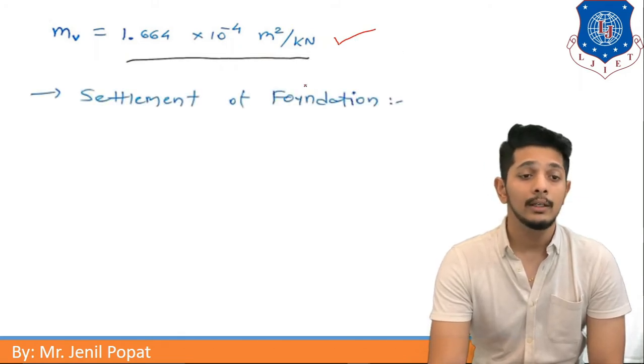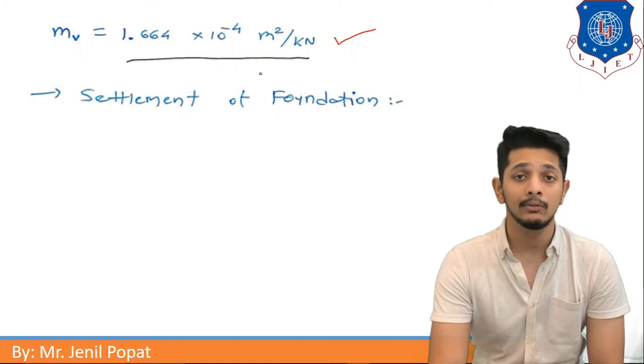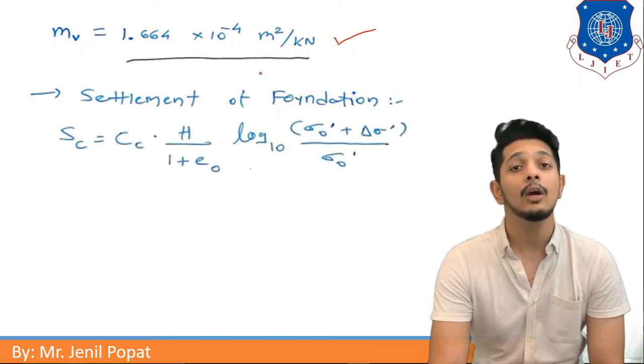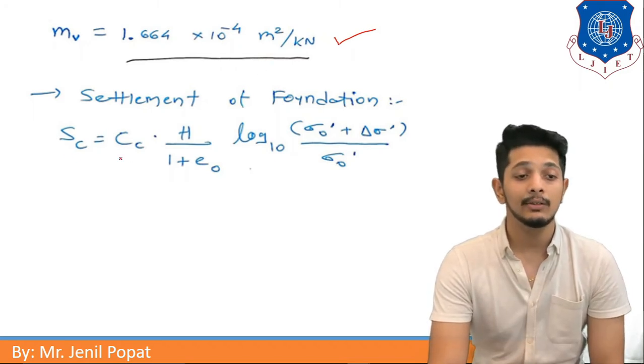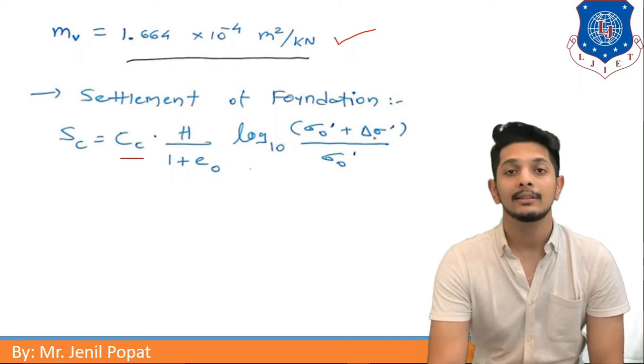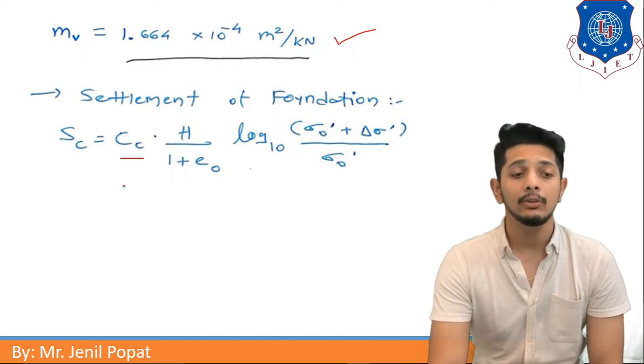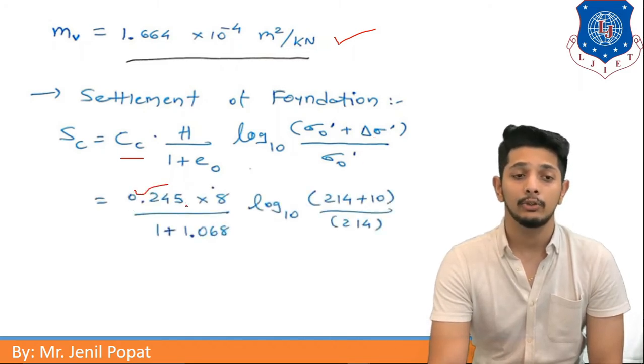Let us move forward. Settlement of foundation. The last thing asked in the problem is settlement of foundation. Let us find it with this formula: SC is equal to CC into H by 1 plus E0 into log 10 base sigma 0 dash plus delta sigma dash upon sigma 0 dash. Putting values of CC as 0.245, H as 8 meter given in the problem, E0 as 1.068, log 10 base sigma 0 dash as 214, and increase in effective pressure given as 10.